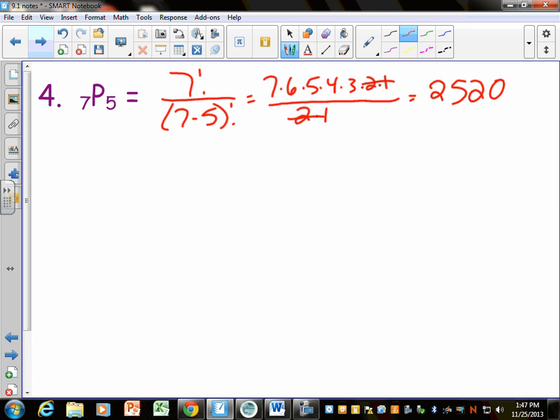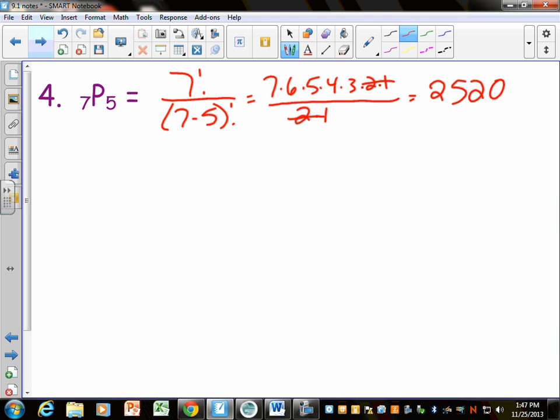I'd also like you, if you haven't messed with the permutation button on your calculator, to try that. Because most of the time, you're going to just use that button. On the homework today, unless it's written like this, where this is the only thing that's written, you get to use that button. There's only 2 questions that I make you actually work it out. If it's a story problem, you get to use that button.